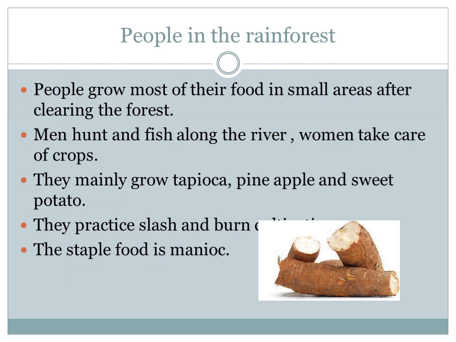The next is the people in the rainforest. Now here people grow most of their food, after clearing small areas or the small trees in the forest. Men basically hunt and fish, and the women take care of the crops. The things which are grown are tapioca, pineapple and sweet potato. As hunting and fishing is very uncertain, it is the women who take care of the families, and they feed the family with the vegetables that they grow.